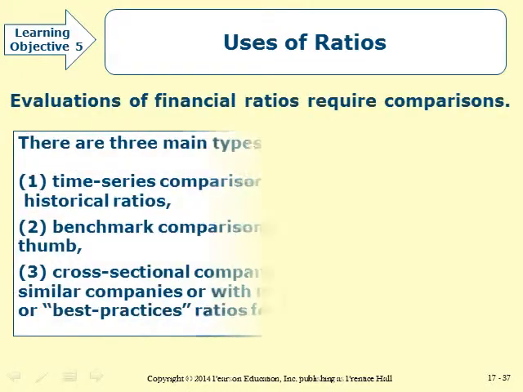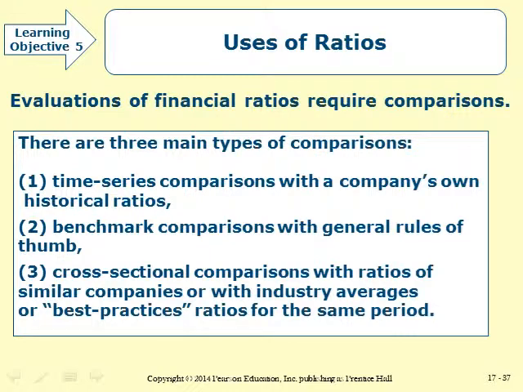And so evaluations of financial ratios require comparisons. There are 3 main types of comparisons. One is time series comparisons with a company's own historical ratios that we just looked at. Another are benchmarking comparisons with general rules of thumb.